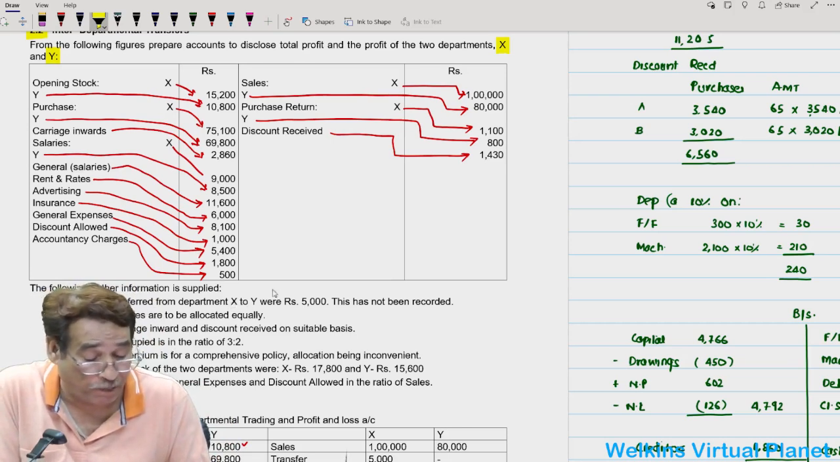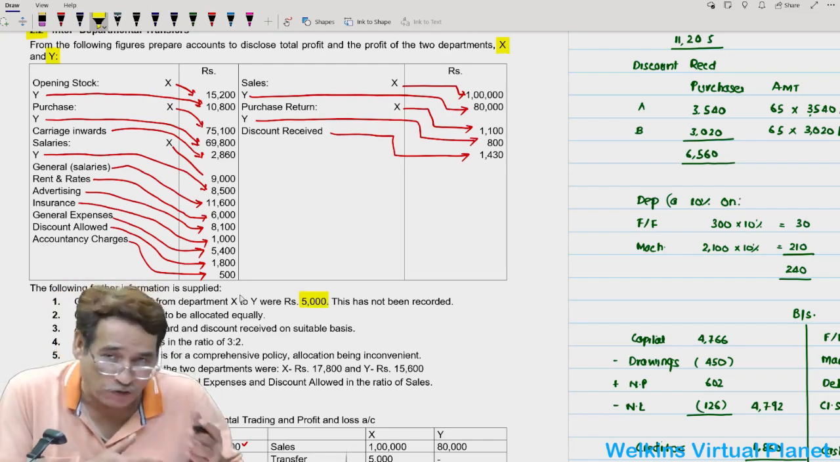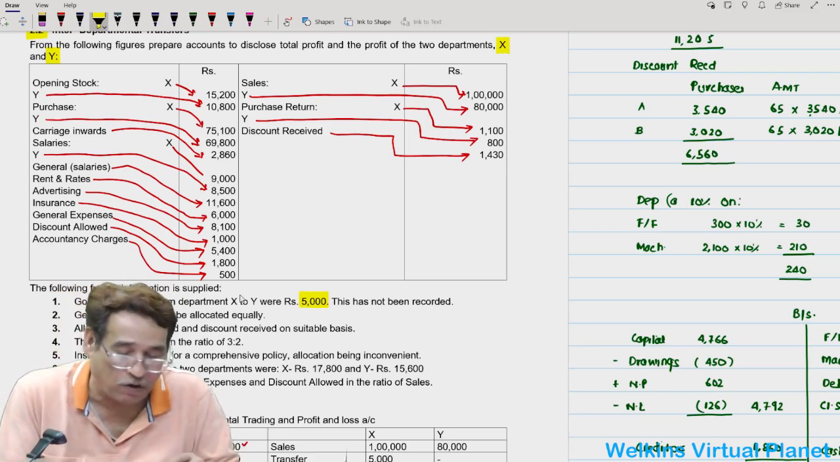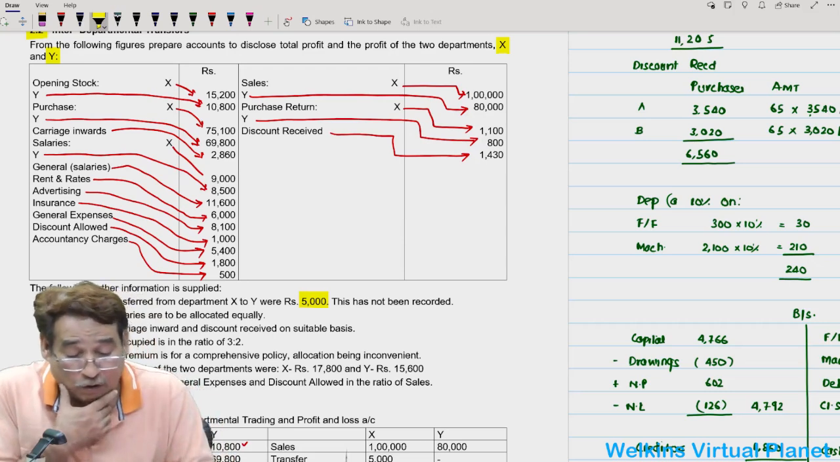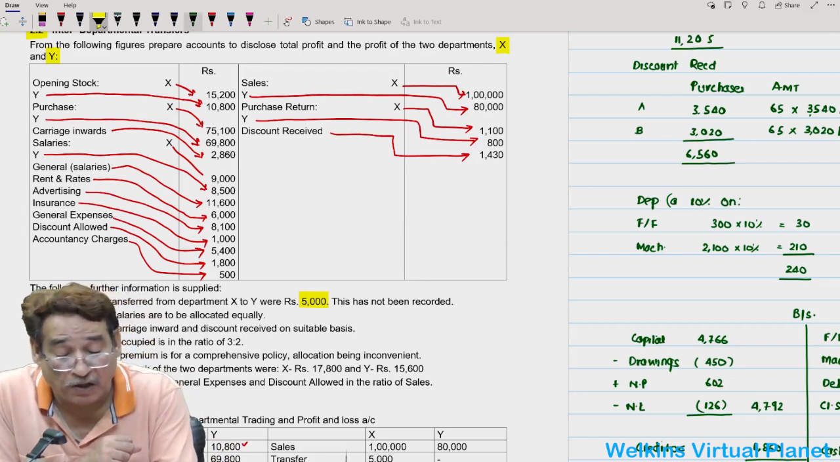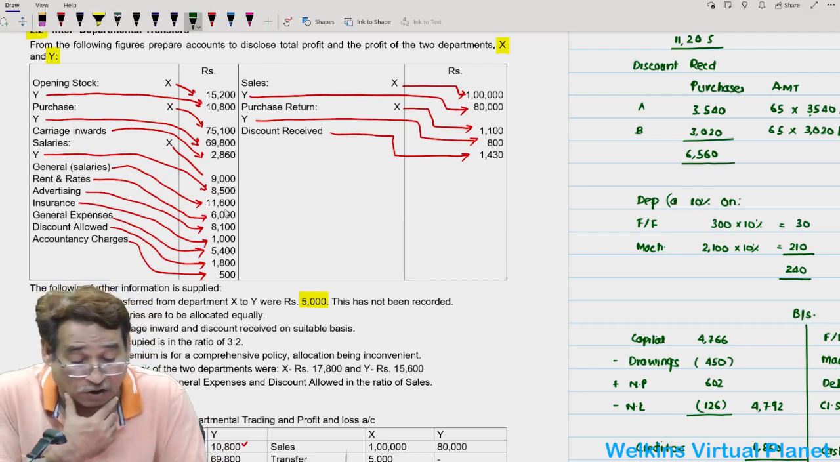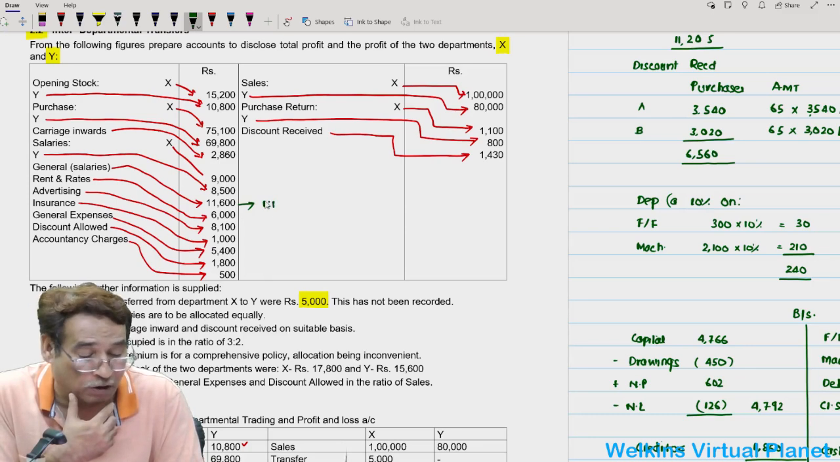Goods transferred from department X to Y is equal to 5,000. Because X is transferring the goods, I will write towards the credit side of department X and I will put the same item towards the debit side of Y. Now the question states that general salaries are to be allocated equally. General salary in this question is 11,600, and it will have to be allocated equally. So 11,600 I will allocate equally, that is 5,800 and 5,800.